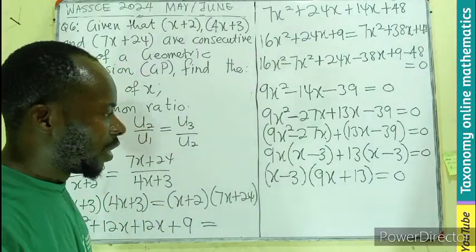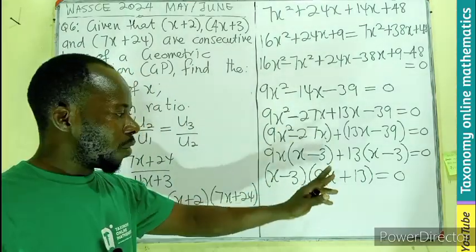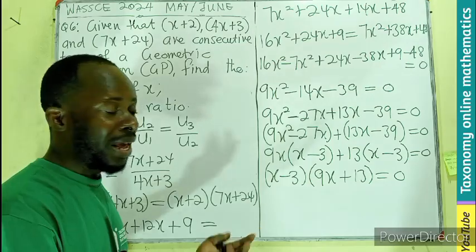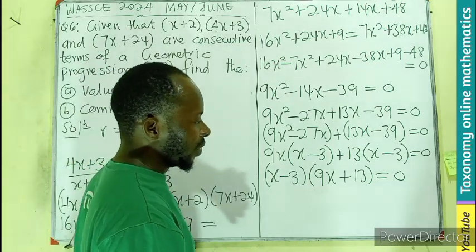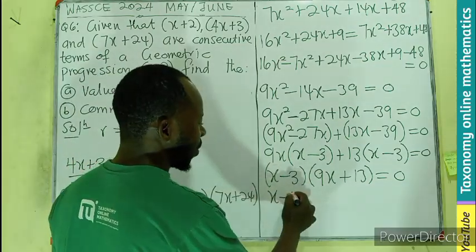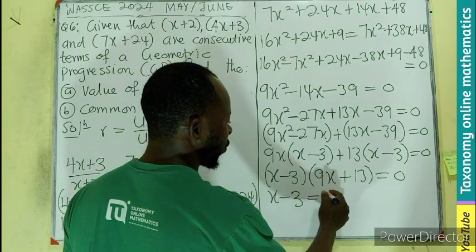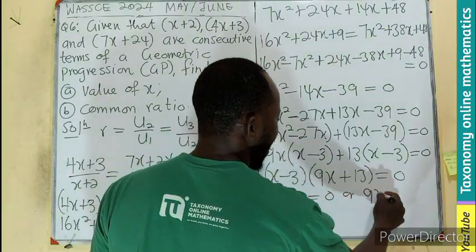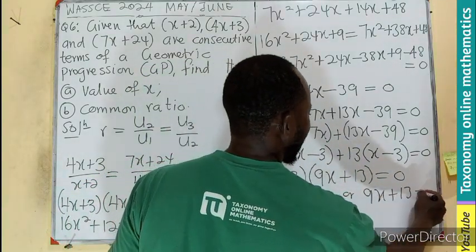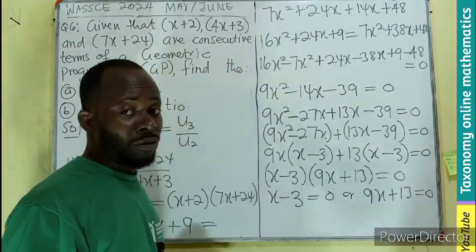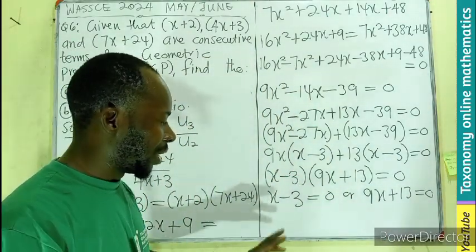So what do we do? The first will be 0 or the second, since they are multiplying, giving us a product of what? 0. So x minus 3 will be equals to 0, or 9x plus 13 should be equals to 0. We are solving each of them as an equation.